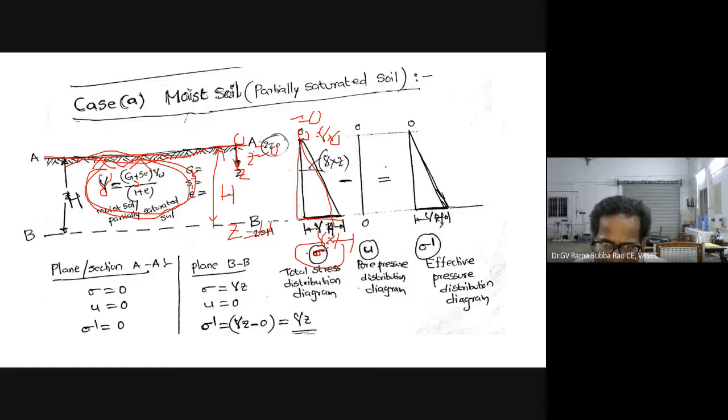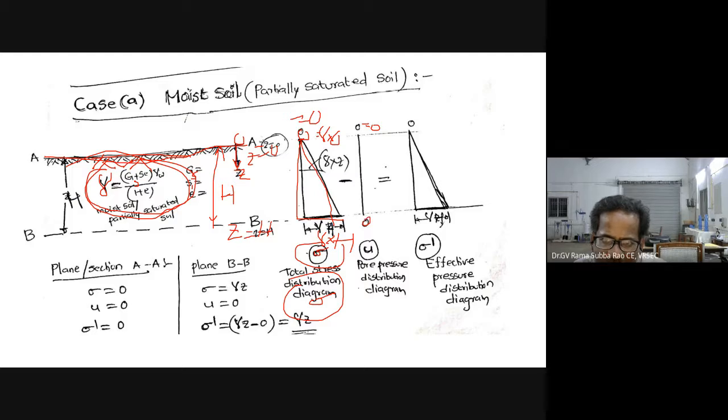Stress at any depth z equal to h is gamma into h. This is about total stress. Now let me discuss how to determine pore water pressure. There is no groundwater table within the ground, so the pore water pressure is 0. Here it is gamma of water into height of the water. There is no water table, so I'm writing 0.